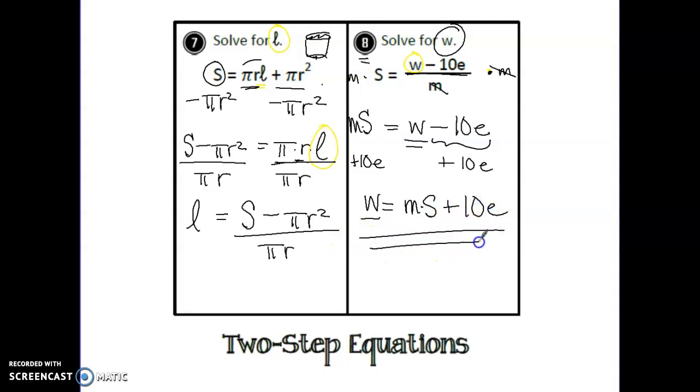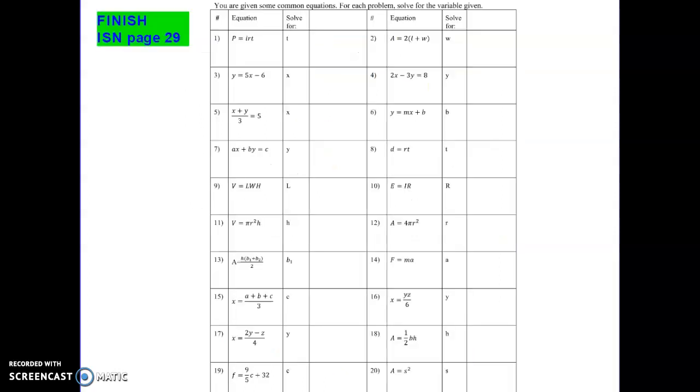Take some practice, but yay, look at page 29. You've got lots of practice here. Try these ones. It asks you right here what to solve for. So that's what you're going to look for. Isolate these variables, and I will see your work the next time you're in class.